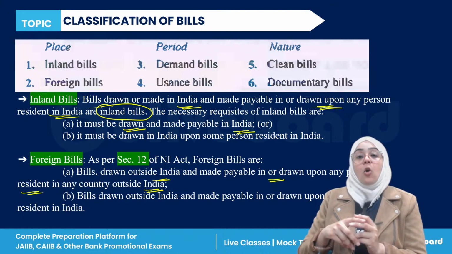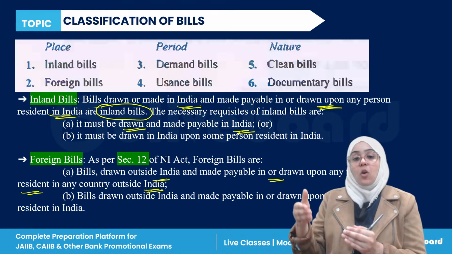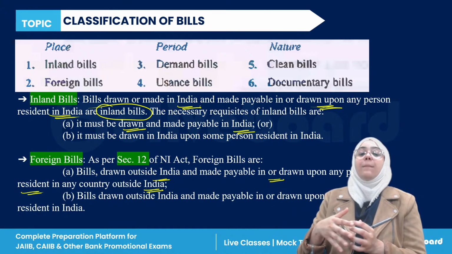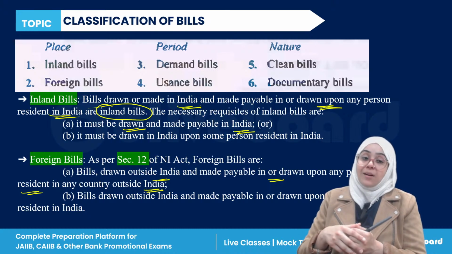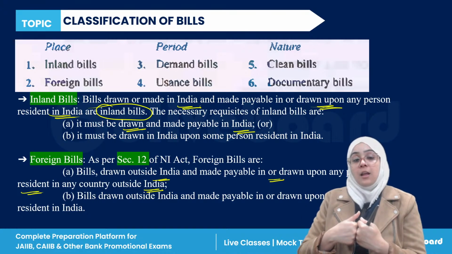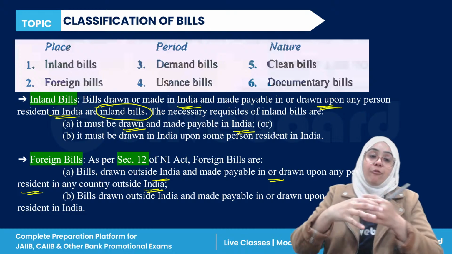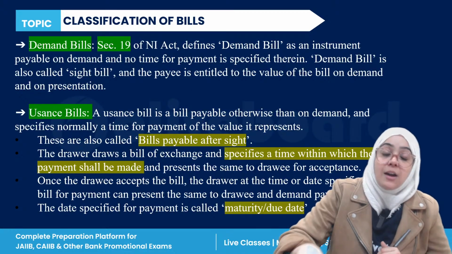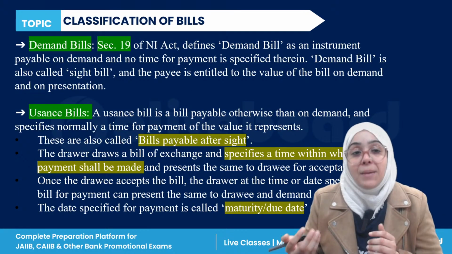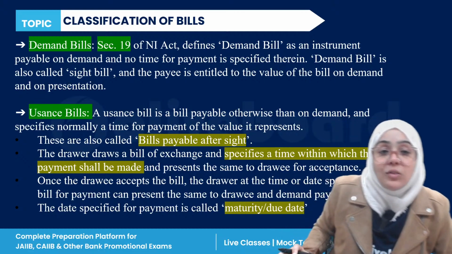Second, a bill drawn outside India and made payable in, or drawn upon, any person resident in India. Then these are known as foreign bills. Now, there are two more bills on the basis of the period. There is a demand bill and a usance bill.